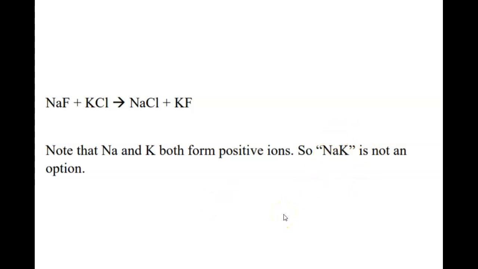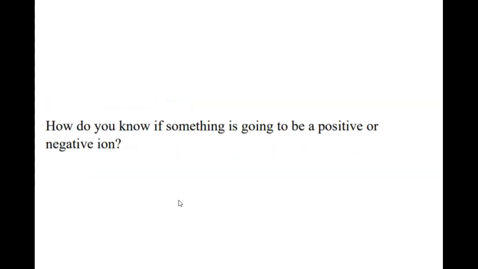Positives attract negatives, but like charges repel. So two positive charges will repel and two negative charges will repel. Same thing with the product: it wouldn't be fluorine chlorine or chlorine fluoride or whatever, because again, those would both form negative ions, and then they would repel each other. So how do you decide if something's going to be a positive ion or a negative ion? You have to know the atomic structure. So let's take a look.